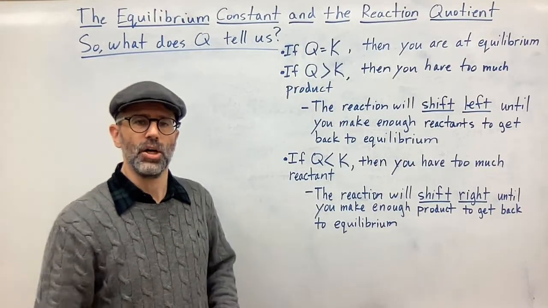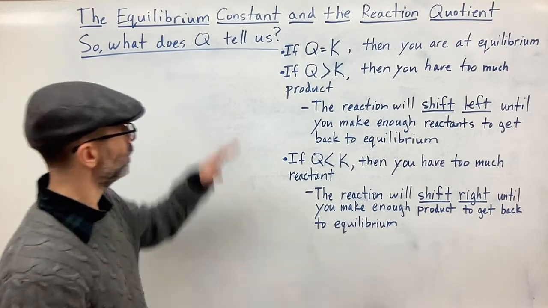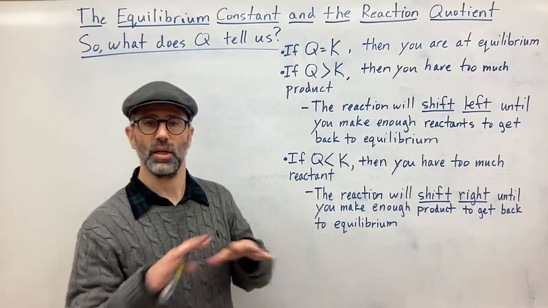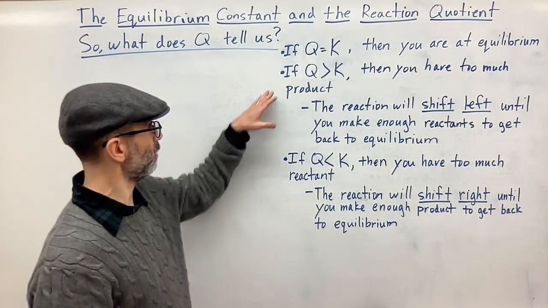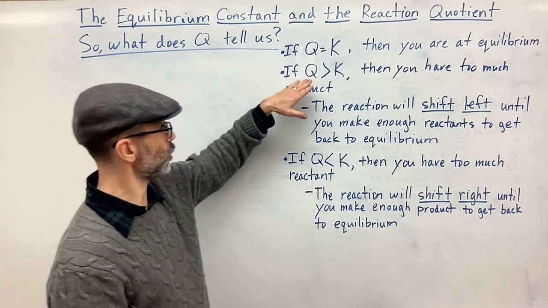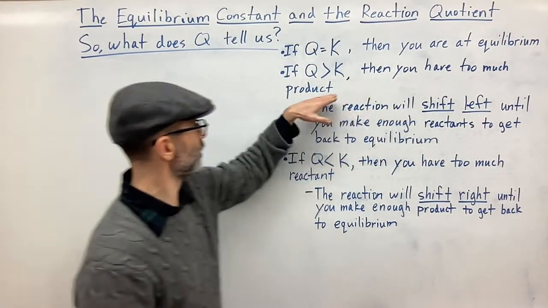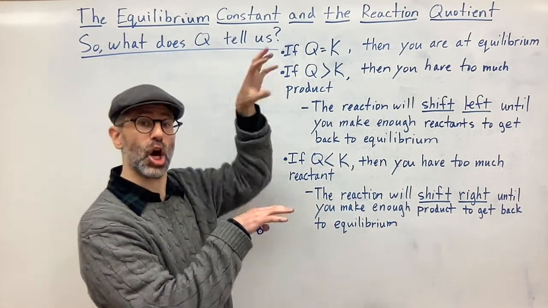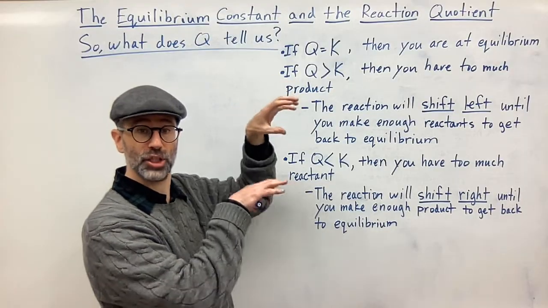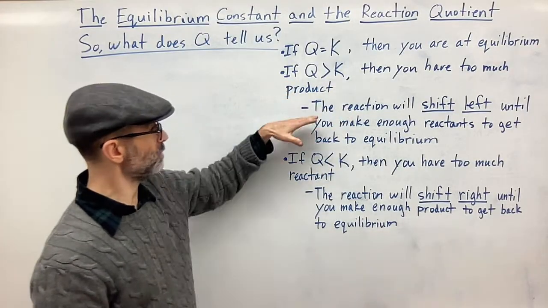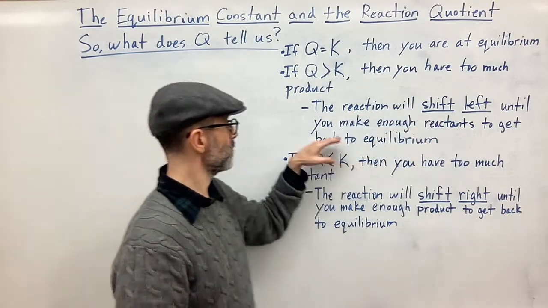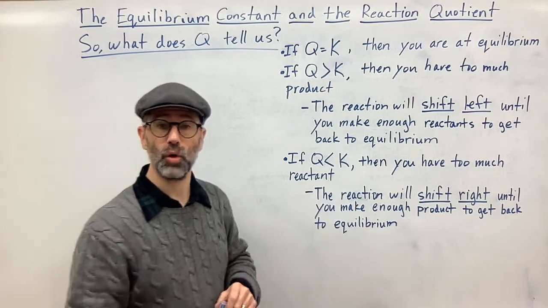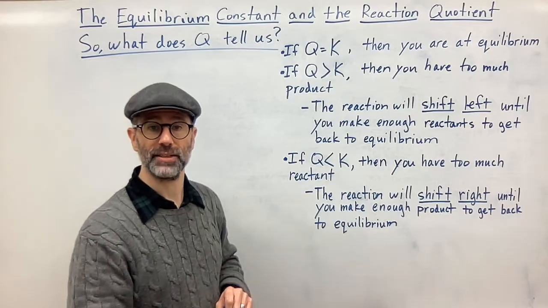Okay, so really quickly, what does Q tell us? Well, if our Q value is equal to K, then you're at equilibrium. So everything's good. However, if your calculated Q value is larger than K, then that means you have too much product. And remember, the ratio is product over reactants. So if Q has a larger amount of product, that's going to be large Q compared to K. So this means that the reaction is going to have to shift left until you make enough reactants to get back to equilibrium. So it's going to shift towards the left to make more reactants.